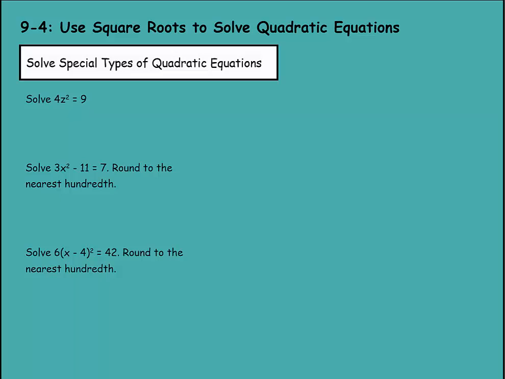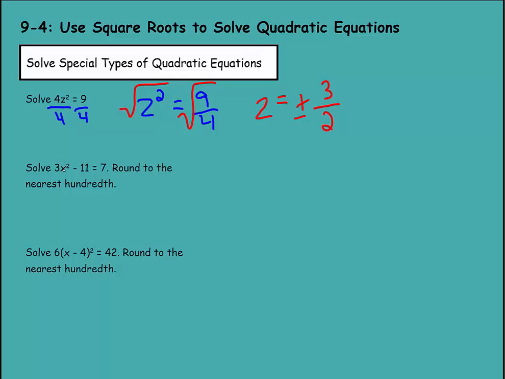Now let's solve these quadratic equations. We have 4z squared equaling 9. First I want to get z squared by itself, so I can divide by 4. So I have z squared equaling 9 over 4. So z would then equal the square root of 9, which is 3, over the square root of 4, which is 2. It could be positive 3 over 2 times positive 3 over 2, or negative 3 over 2 times negative 3 over 2. So I'll have positive or negative 3 over 2.